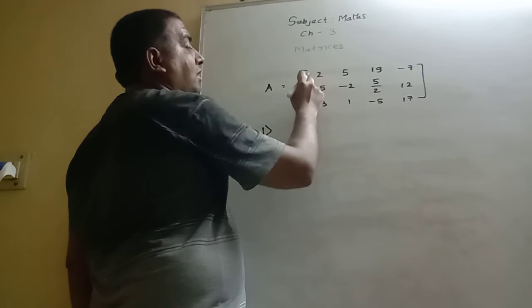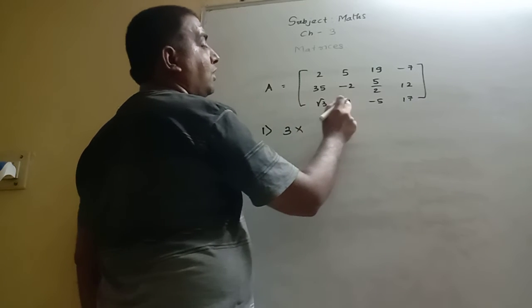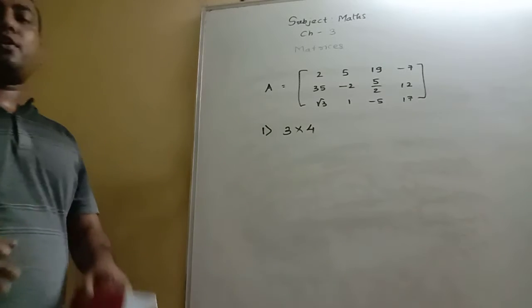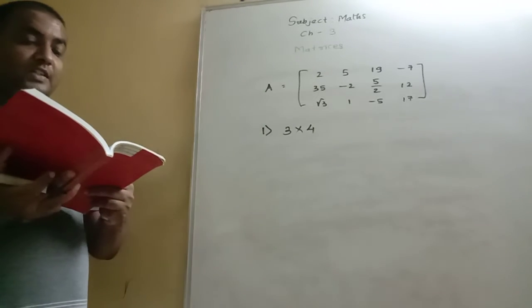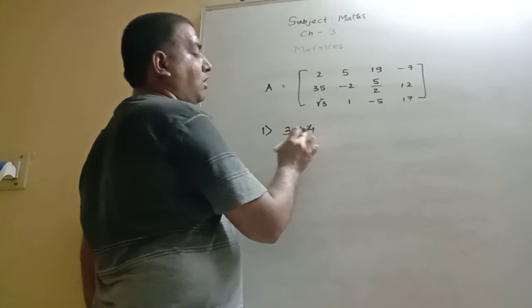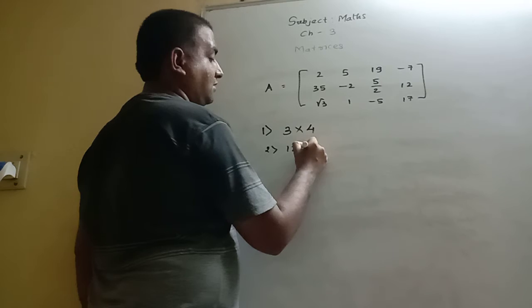So there are 1, 2 and 3 rows, so 3, and columns are 1, 2, 3, 4, so 4 columns. So its order will be 3 cross 4. Second is the number of elements. So 3 rows, 4 columns, so 3 fours are 12 elements.